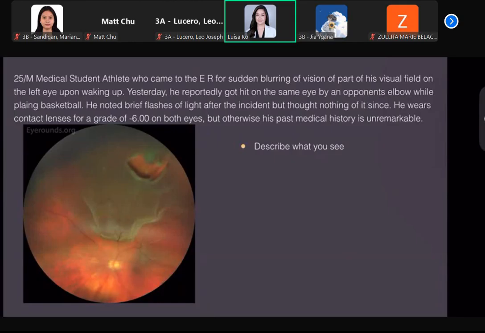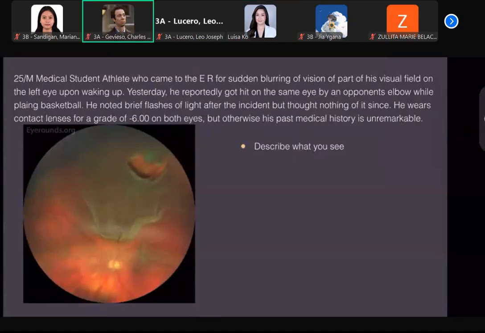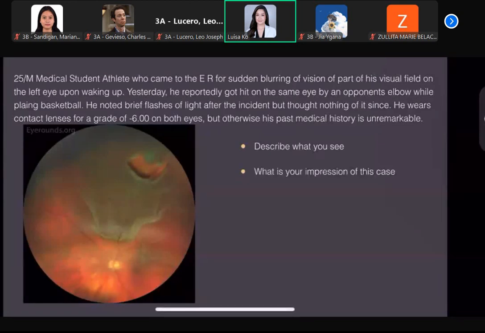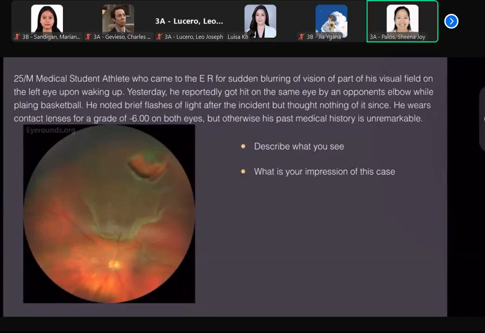Anyone else? It shows a large detachment. Okay. Anyone else? Tearing. Okay, good. There's a large tear. It's a horseshoe type of tear. Okay, so what do you guys think this is? This might be suggestive of a traumatic retinal detachment. Okay. What's another word for traumatic retinal detachment?